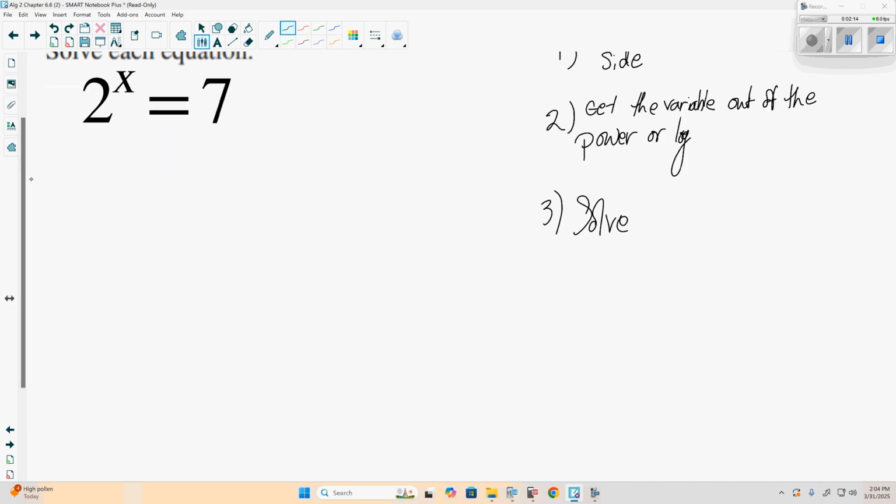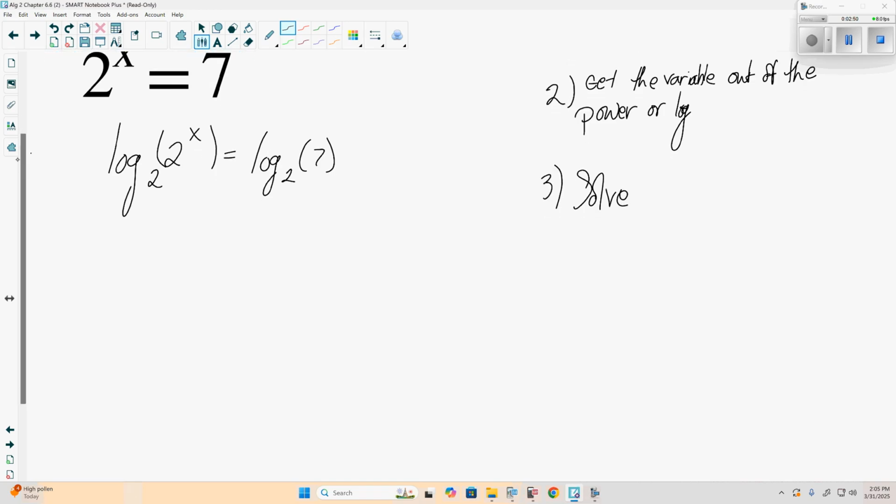Now for this here, 2 to the x equals 7. To get that exponent out, we're going to apply a log to both sides. Now we could just take log, our common log base 10, and apply it to both sides. For this here specifically, I'm going to apply log base 2 to both sides. It's going to make it a little bit easier to solve. A lot of times when we solve these, we default to the natural log, ln. Questions on this so far?